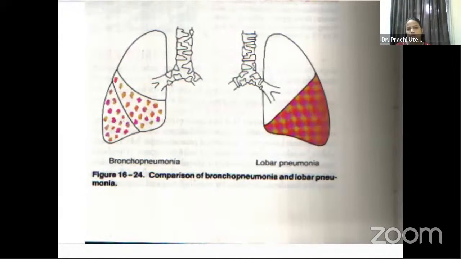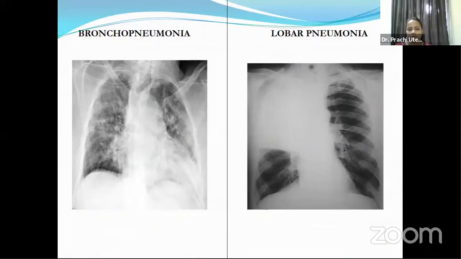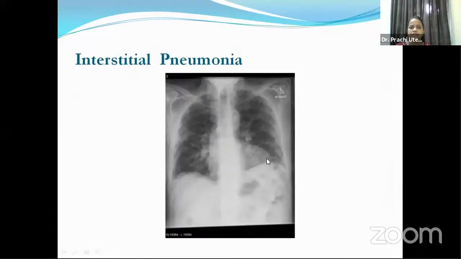Here is a good picture of broncho and lobar pneumonia. Here you can make out that it is patchy consolidation. Here the whole lobe is getting involved. So on the X-ray film also, you can see this. This is a bronchopneumonia which has patchy opacities in the lung tissue, and here half of the lobe has homogeneous opacity. In the interstitial variety, the interstitial tissues are affected, and there is a streaky white appearance at the periphery of the lung.